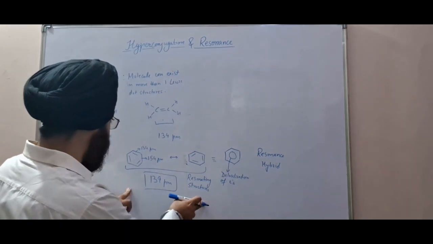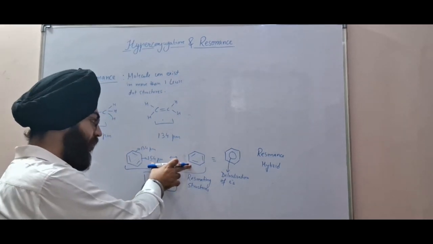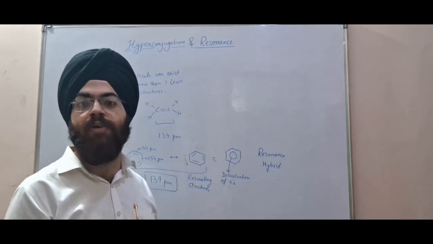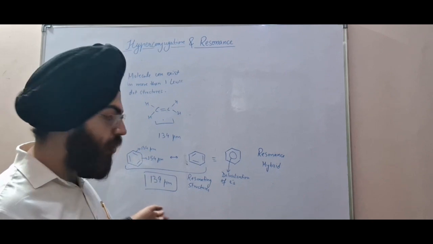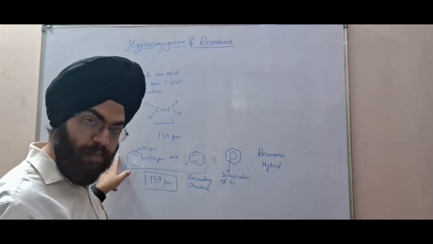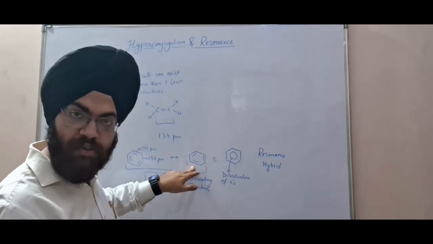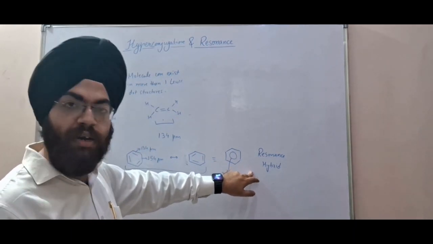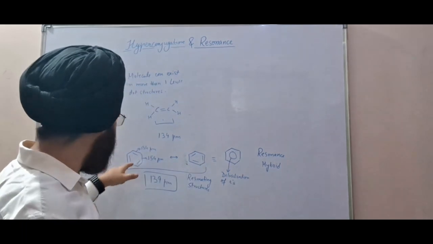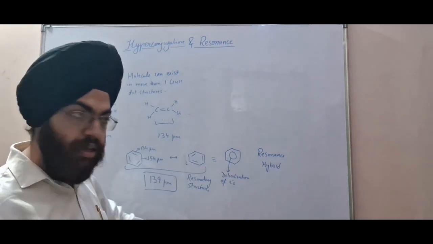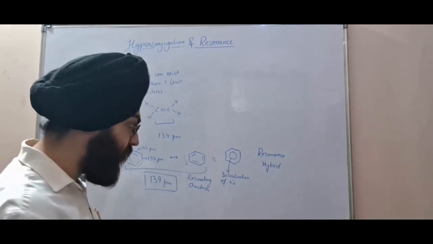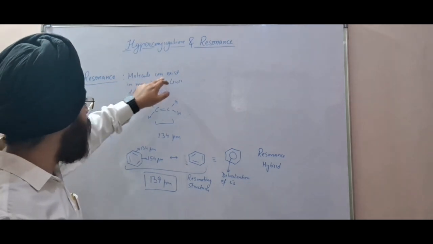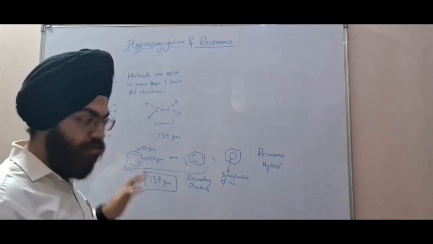None of the single resonating structures is able to decipher the actual properties of the molecule. This structure cannot fully exhibit the properties of benzene, and this structure cannot either, but the resonance hybrid does fully exhibit them. Why? Because the pi bonds are delocalized between all six carbon atoms. So resonance is the concept that a molecule can exist in more than one Lewis dot structure.